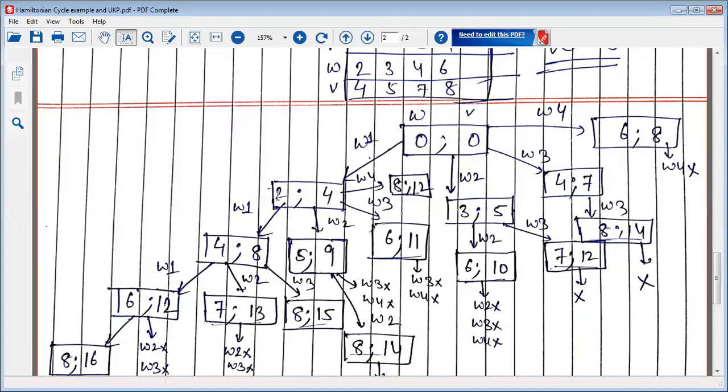So I have taken 2 kg and the weight was 2. The total profit made was 4. Again, I can take W1. So total weight will be equal to 4 and total profit will be equal to 8. Now again at this point, I have the possibility of obtaining some other articles. So can I repeat W1 here again? Yes, so I can repeat W1.